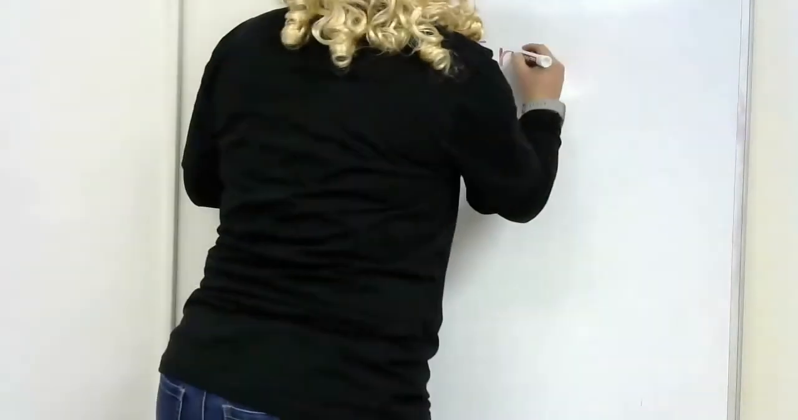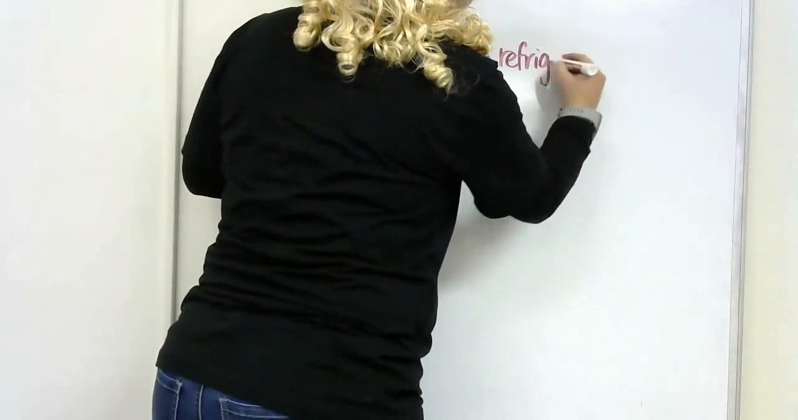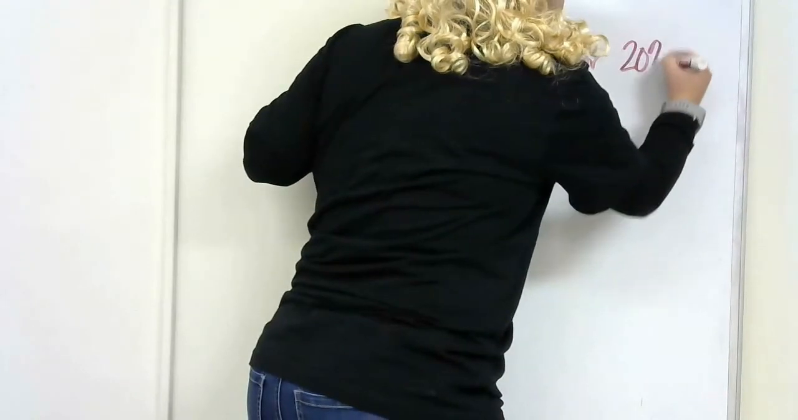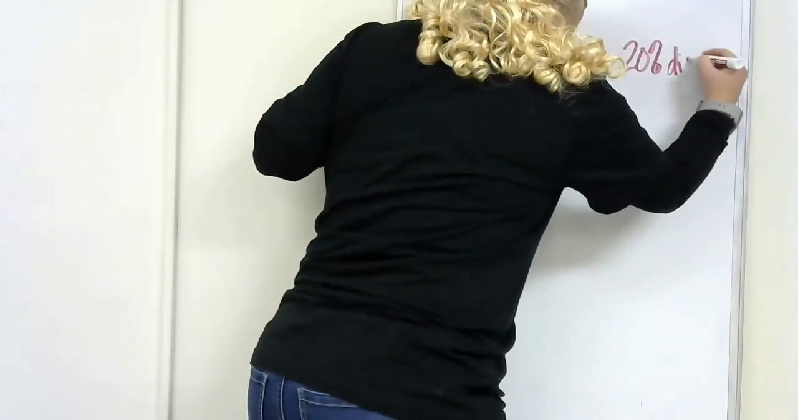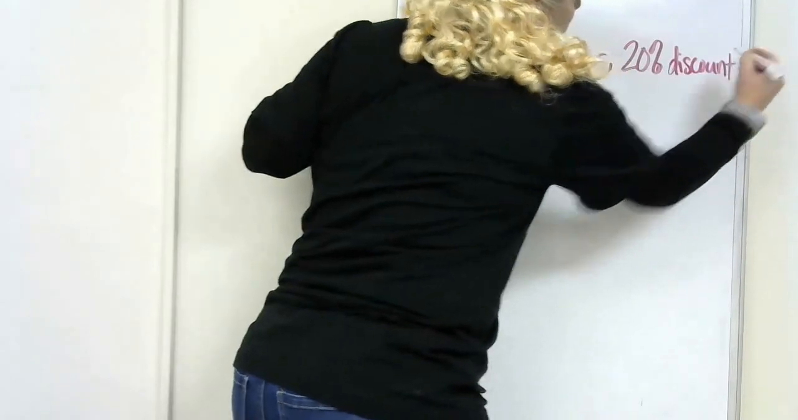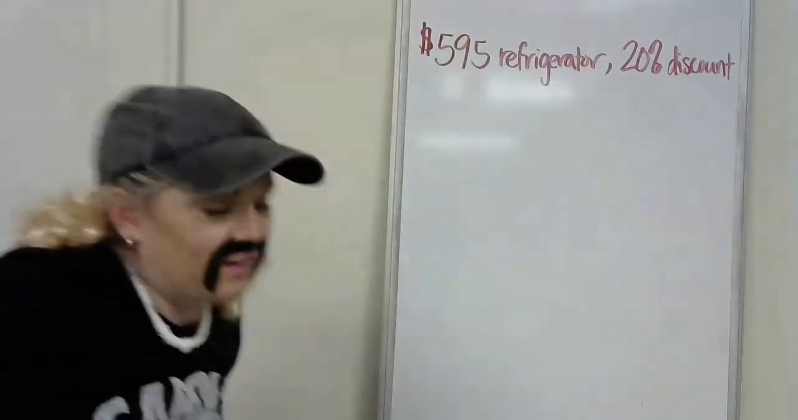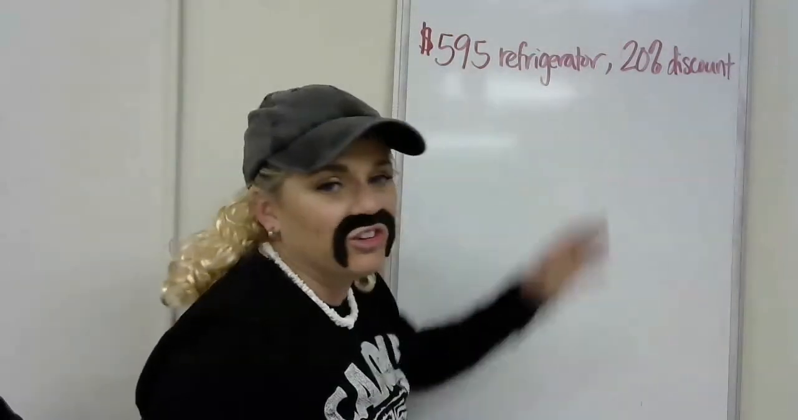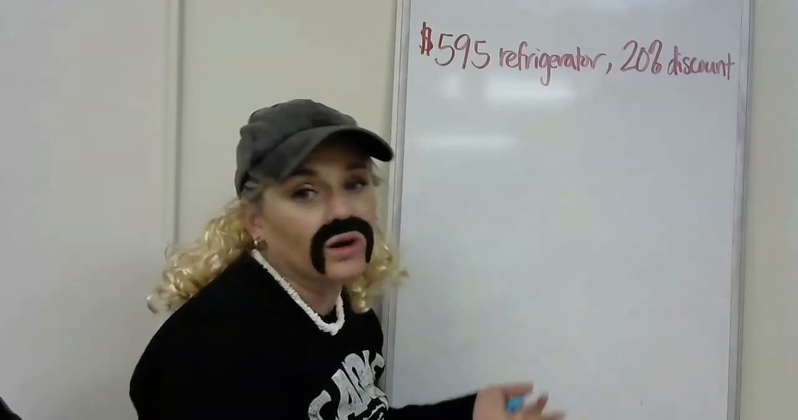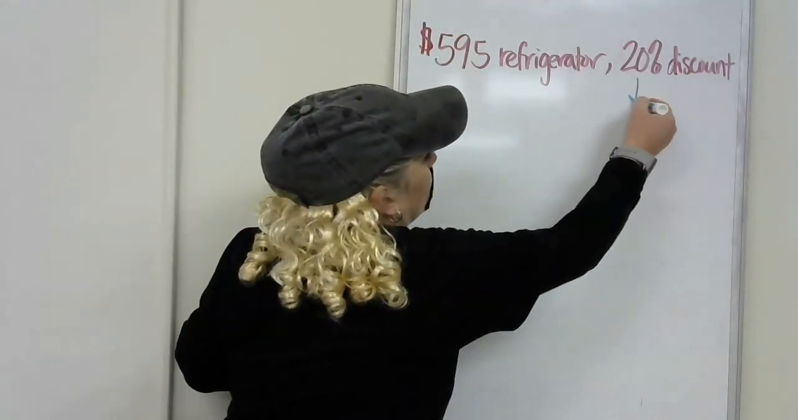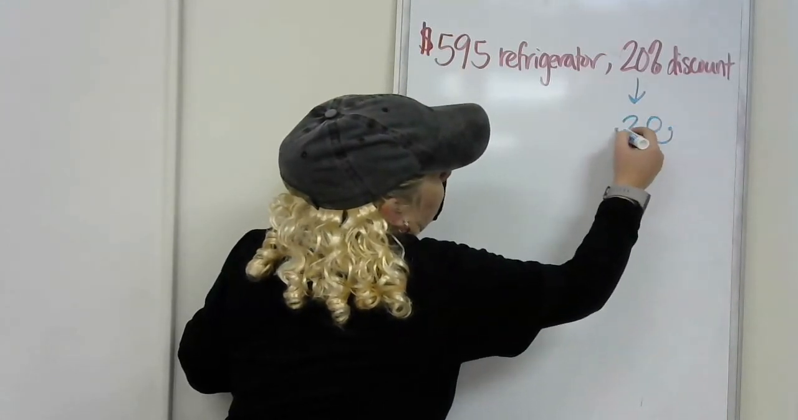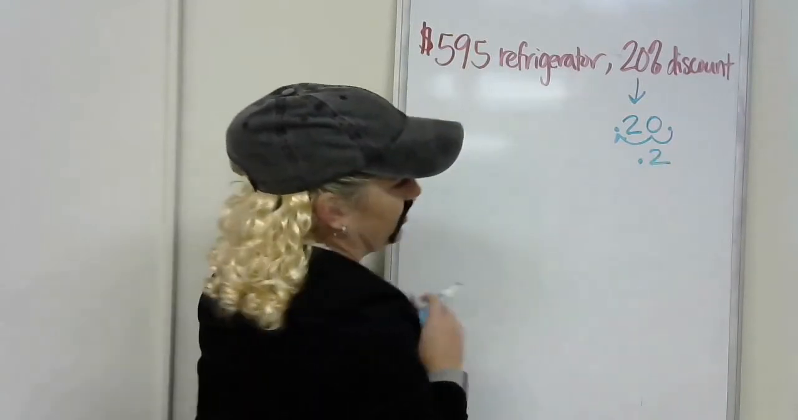All right, so we got us a $595 refrigerator. And this discount is going to be a 20% discount. We got us a 20% discount. Don't get much better than that. So just like with the 10% and everything, we got to turn this 20% into a decimal. So it's 20 per 100. So I'm going to go 1, 2, boom. Same thing as 0.2, okay?